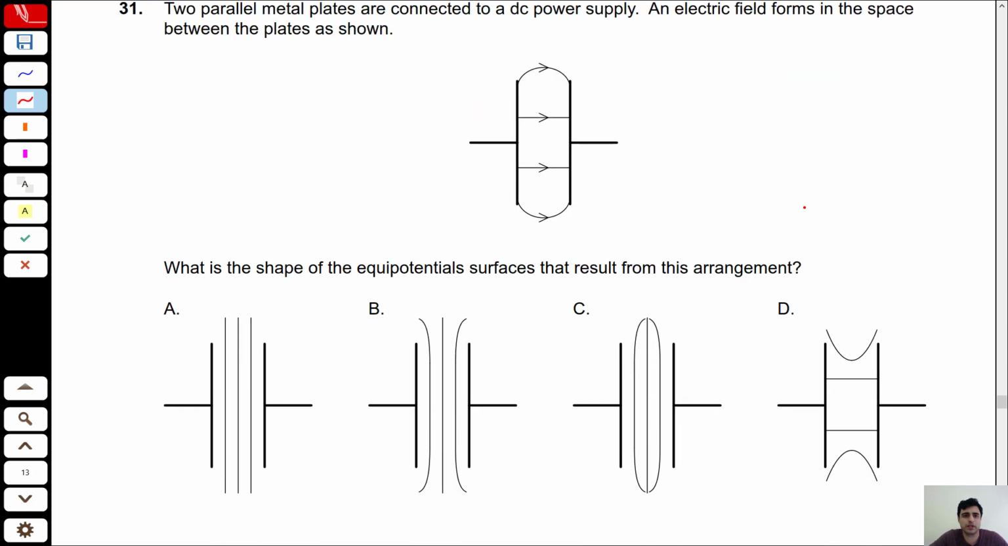31. Two parallel metal plates are connected to a DC, so direct current power supply, and an electric field is formed in the space between the plates as shown. What is the shape of the equipotential surface that results from this arrangement?